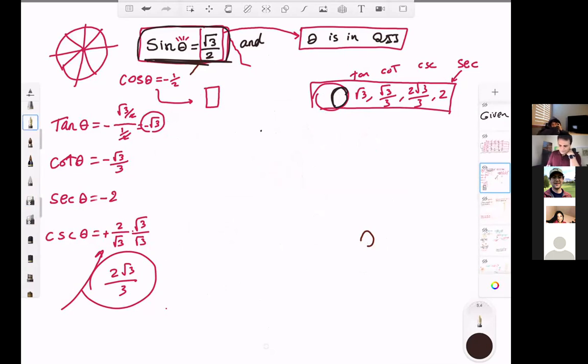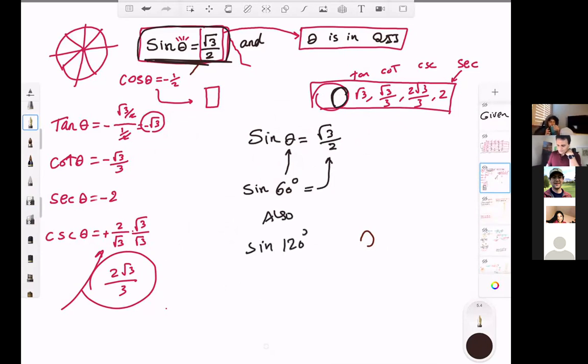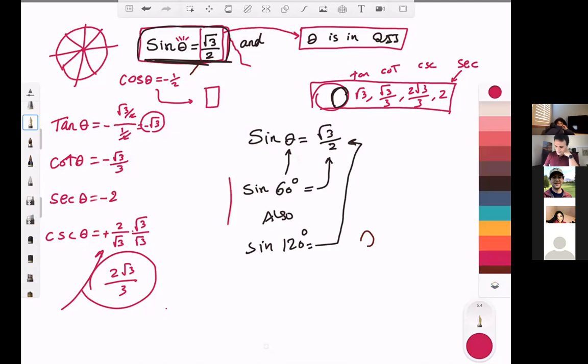So sine of theta equals root 3 over 2. On the unit circle, this theta is 60 degrees. Sine of 60 degrees is radical 3 over 2. Also, sine of 120 degrees equals radical 3 over 2. So two different angles give us the same sine value. Which one should we pick? They give us extra information.